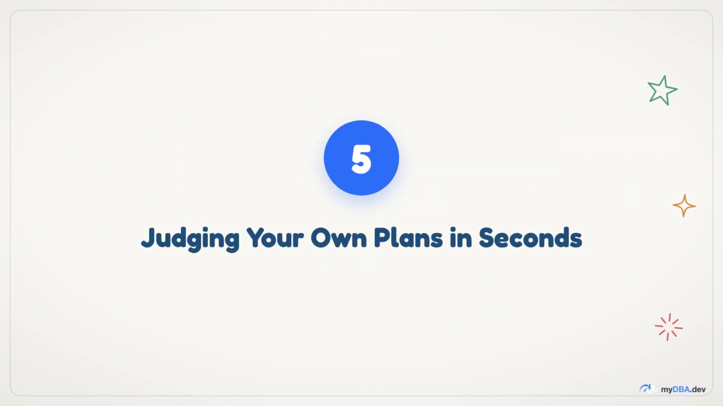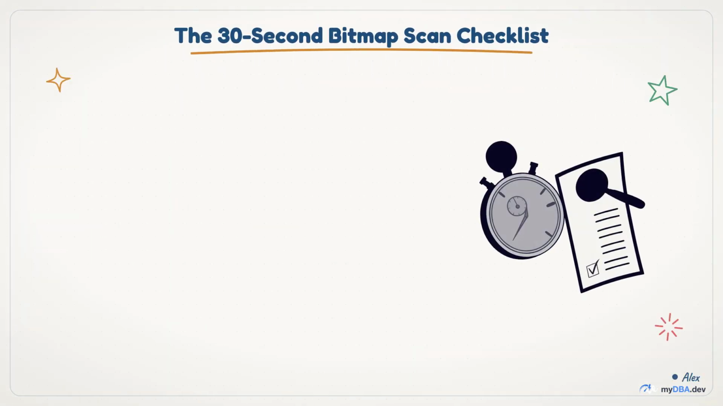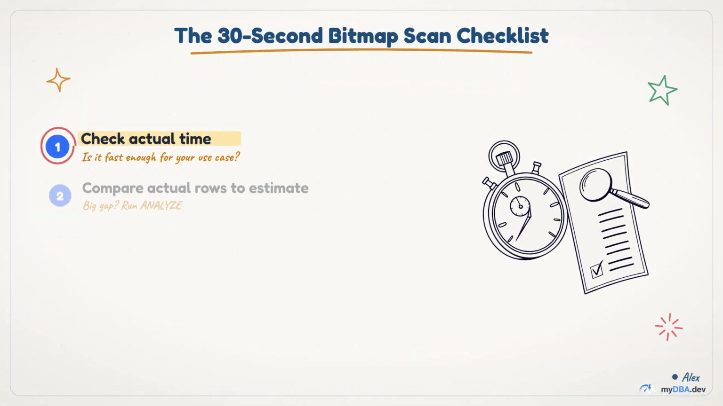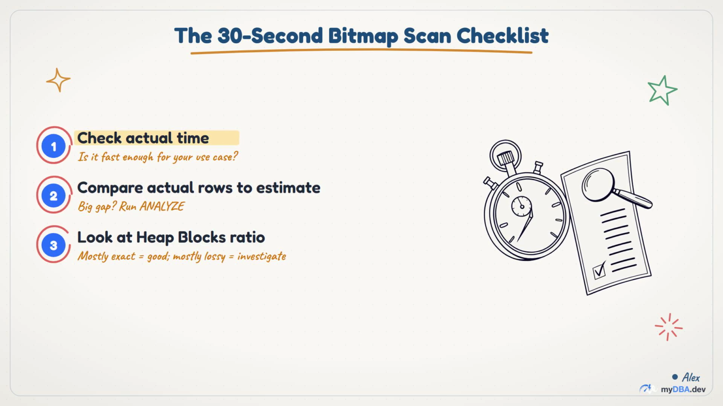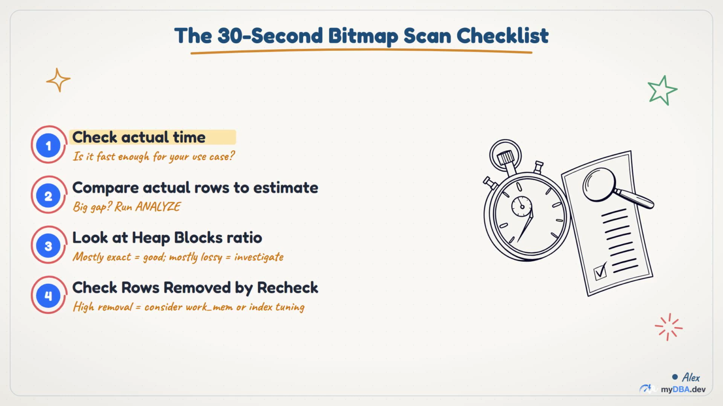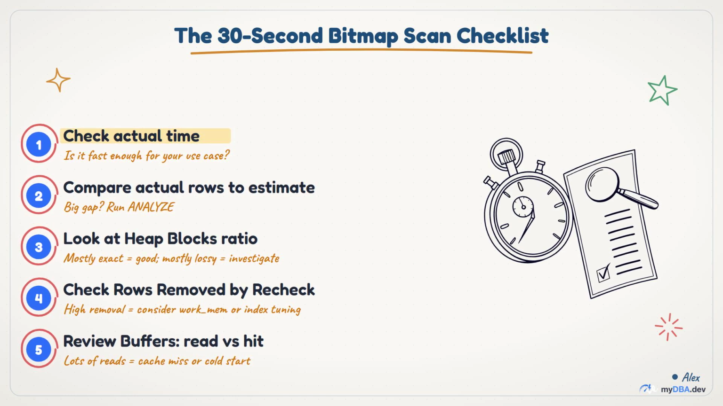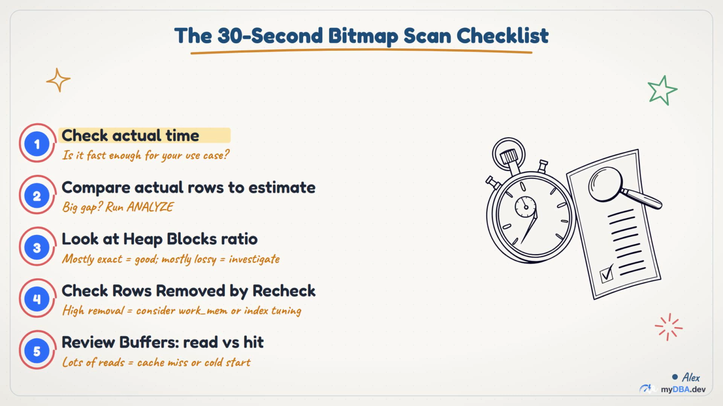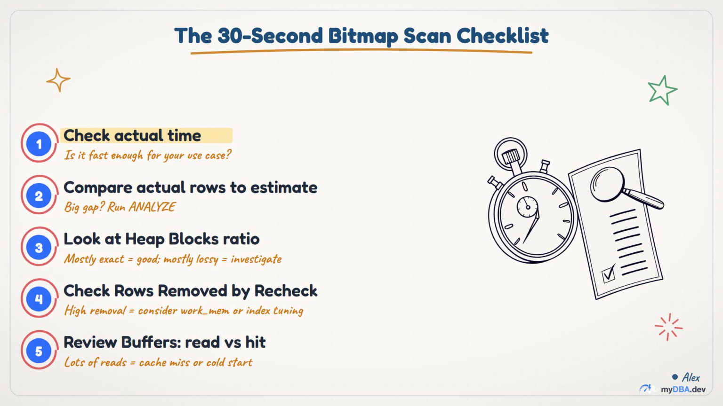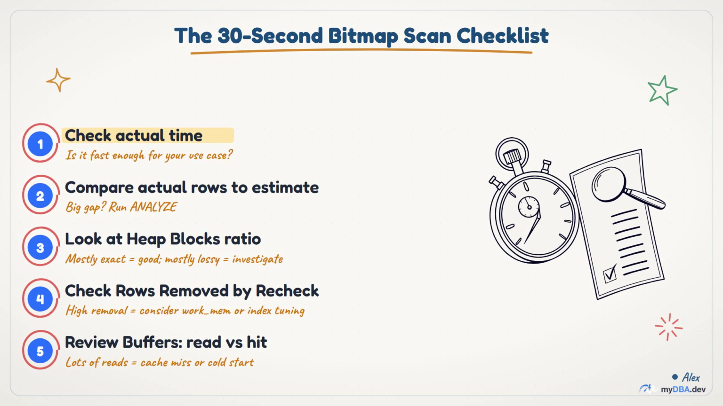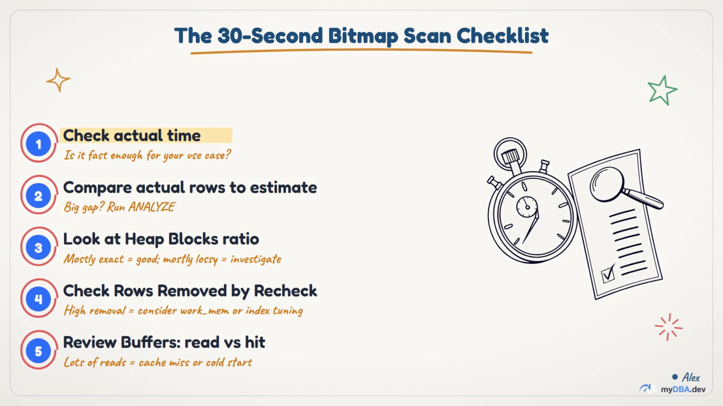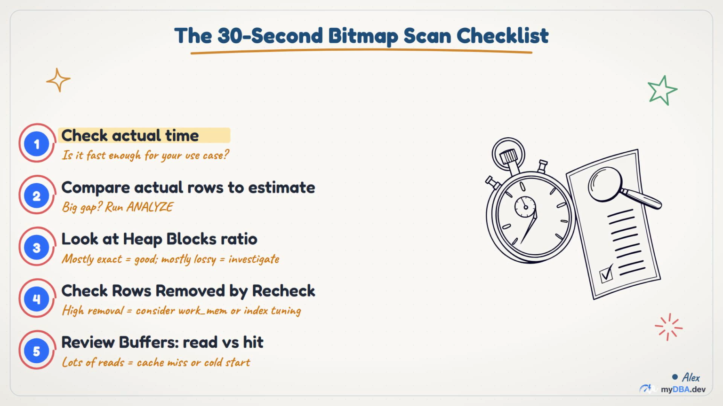Let's wrap up with a quick decision framework. When you see a Bitmap Heap Scan, here's how to judge it fast. 5 quick checks. First, is the actual time acceptable? If yes, you're done. Second, does the row estimate match reality? If it's off by 10x, run analyze or check for skewed data. Third, are your heap blocks mostly exact or mostly lossy? Fourth, how many rows were removed by recheck? If it's a huge number, you might need more work mem or a better index. Fifth, are you hitting cache or reading from disk? That tells you about your buffer pool.